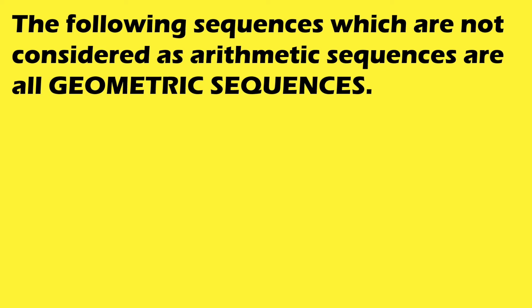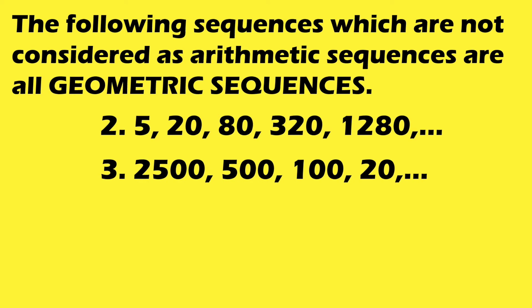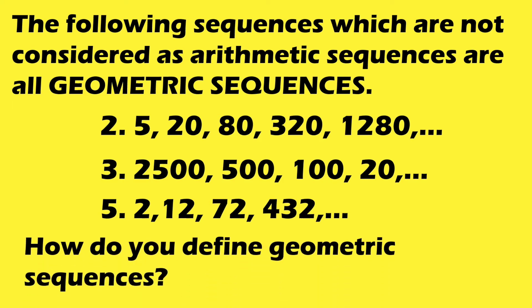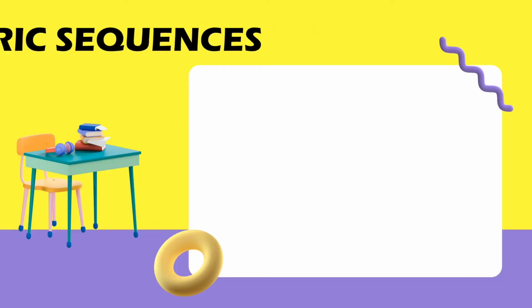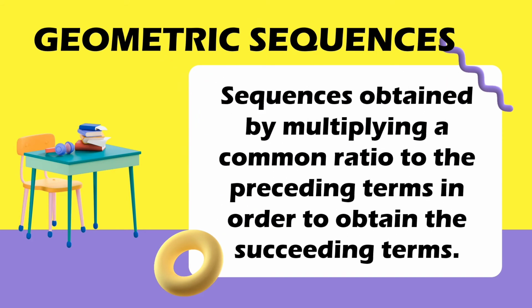The following sequences, which are not considered arithmetic sequences, are all examples of geometric sequences: number 2, number 3, and number 5. How do you now define geometric sequences? Geometric sequences are sequences obtained by multiplying a common ratio to the preceding terms in order to obtain the succeeding terms.